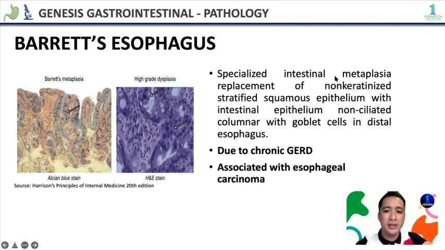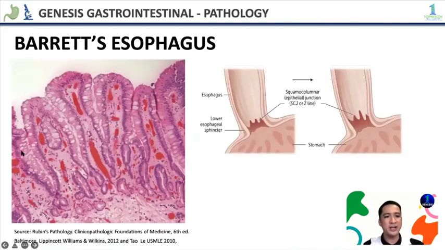That is the intestinalization of the esophagus in Barrett's esophagus, due to chronic GERD. And take note, Barrett's esophagus is a pre-malignant lesion associated with esophageal adenocarcinoma. So you see here the foveolar cells, wherein there is an admixed number of goblet cells, right? These are your goblet cells, and these are clues that you're looking at an intestinal metaplasia, Barrett's esophagus.